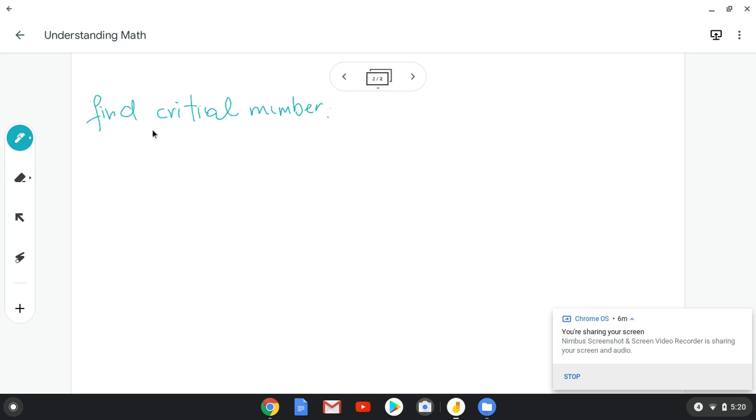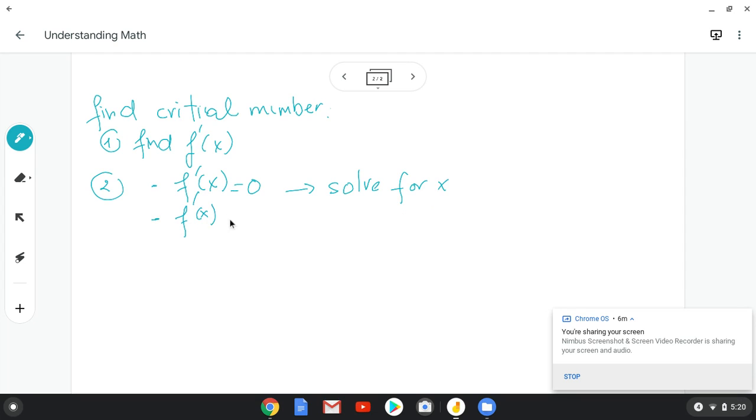So typically I've seen many people do it this way. The first step, they find the derivative, right? And the second one, they do two things. They let the derivative equal 0 and solve for x. And then they let the derivative not exist and try to find x. So those are the critical steps that people usually do.